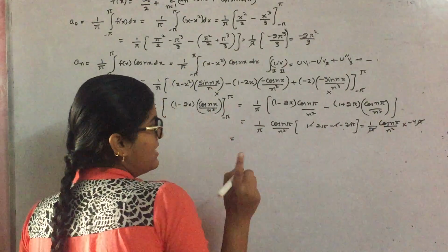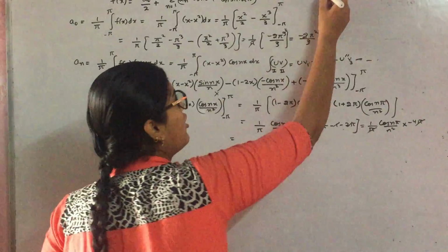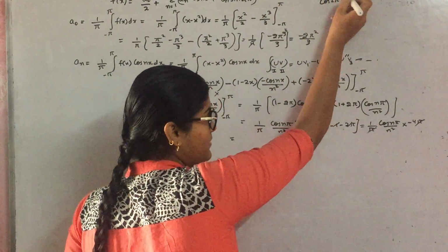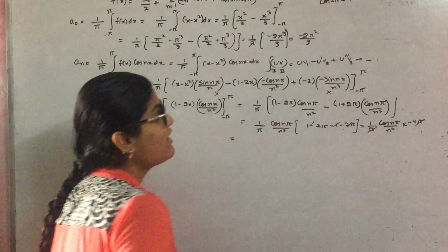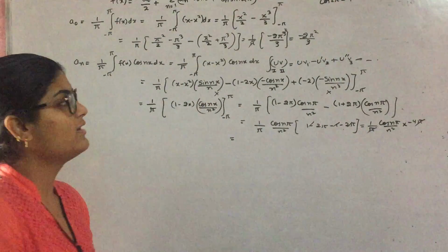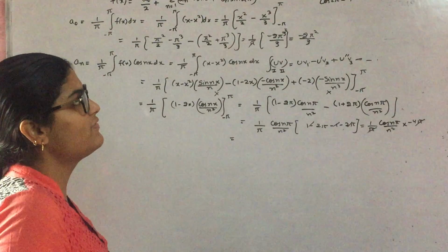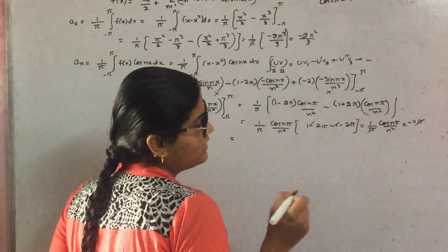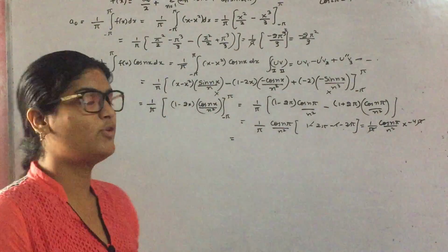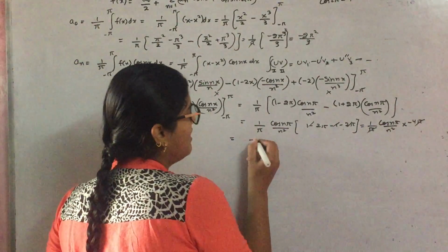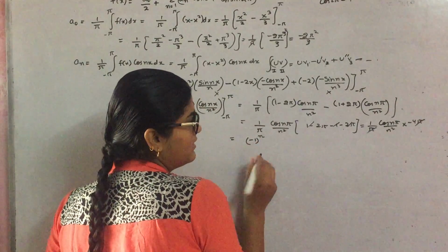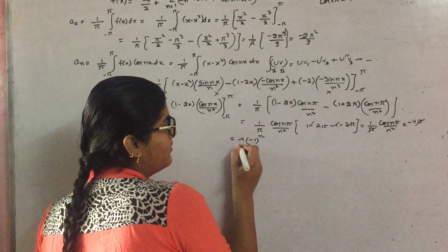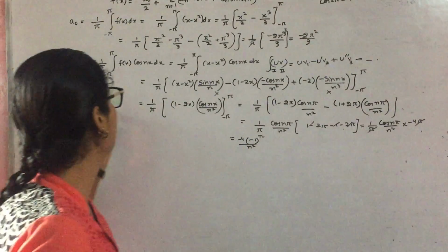Then remember this thing, the value of cos pi is minus 1. The value of cos 2 pi is plus 1. So whenever there is odd terms of pi, then it will comprise of minus 1, and if even, then plus 1. So here we don't know the nature of n, whether it is even or odd. So you have to just simply write it like this: minus 4 by n square. This is your an.